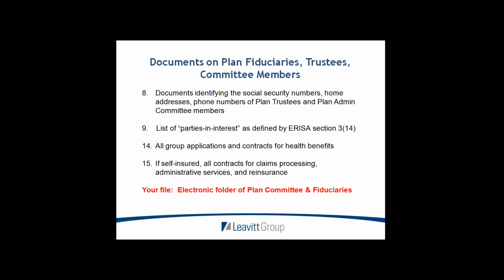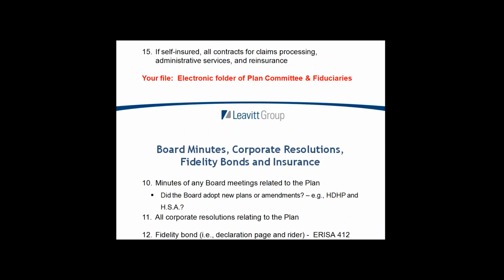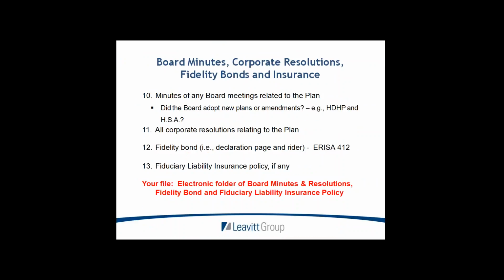So it may be if you have plan trustees, which you probably don't have if you don't have a trust. And a list of parties in interest, all group applications and contracts for health benefits. You probably want to keep, and for self-insured plans, any contracts with your TPAs or your stop-loss carrier. So again, in your file, you want to have an electronic folder, and it might be plan committee and fiduciaries. There might not be much in there, but then you also would have copies of your applications for group insurance or contracts with TPAs.